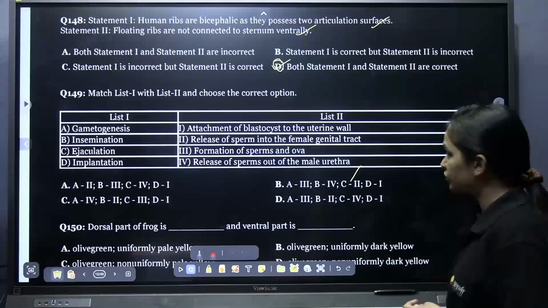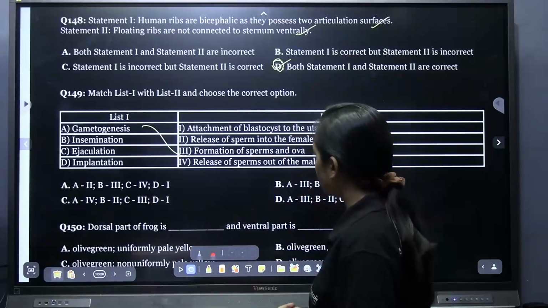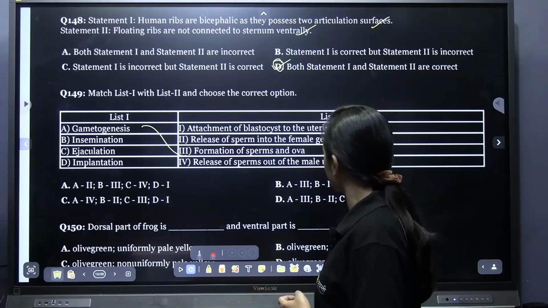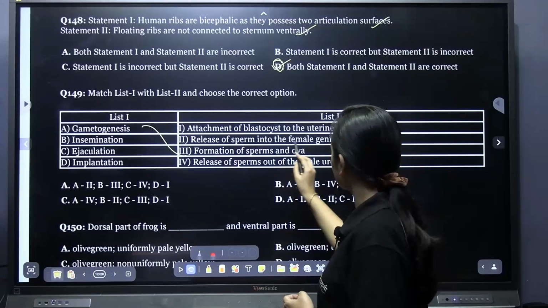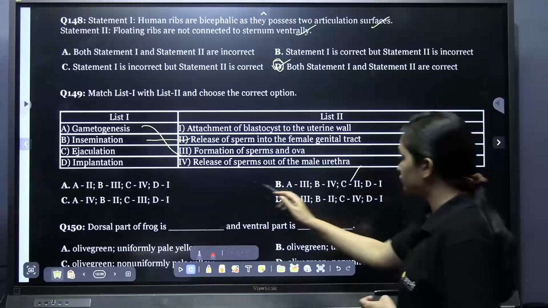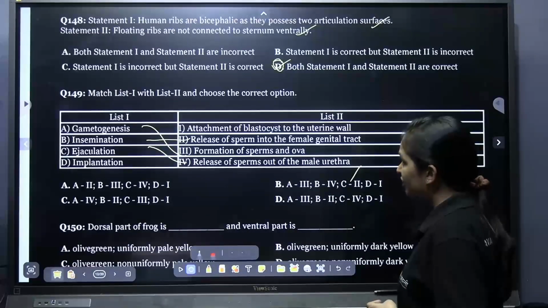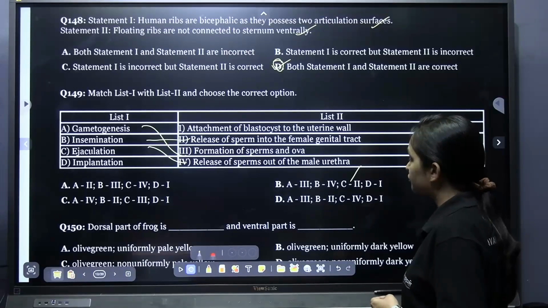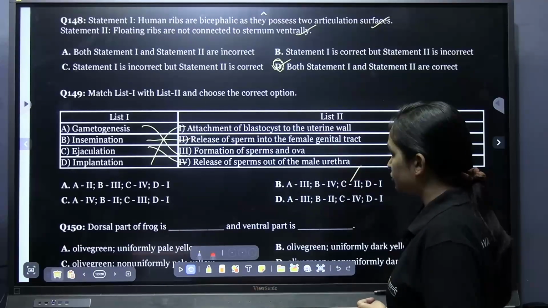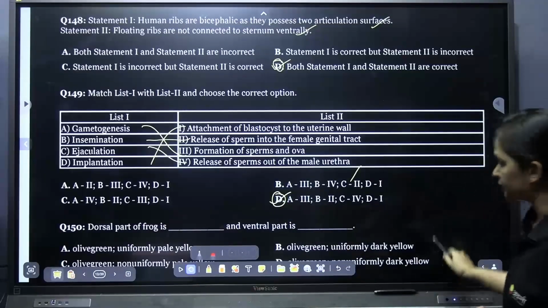Match the following. Gametogenesis means formation of sperm and ova. Insemination, release of sperms into female genital tract. Ejaculation, release of sperms out of the male urethra. Implantation, attachment of blastocyst to the uterine wall. So, A3, B2. Option D is the correct answer. Very good.